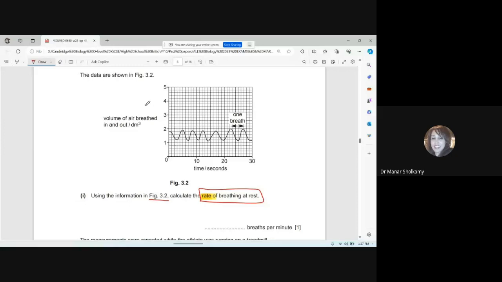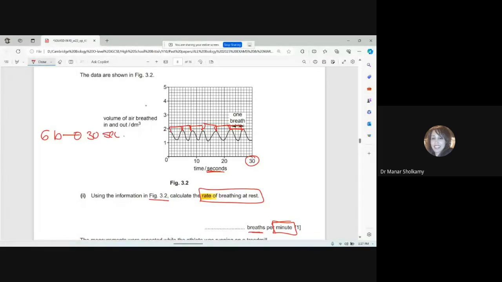And then this is not a nice question, by the way. Look at this. This is 30 seconds. And the question wants you to get the number of breaths per minute. So you have to be a little bit smart here. How many breaths did you take per second? How will you count it? They're telling you that this distance is one breath. So how many breaths did this person take in 30 seconds? Yes, let me count. This is one. This is two. This is three. This is four. This is five. This is six. Correct. So 6 breaths in 30 seconds.